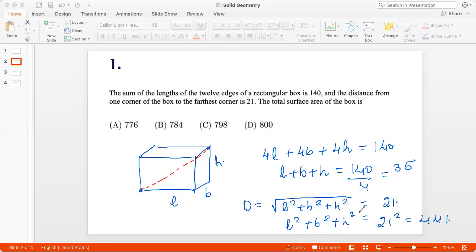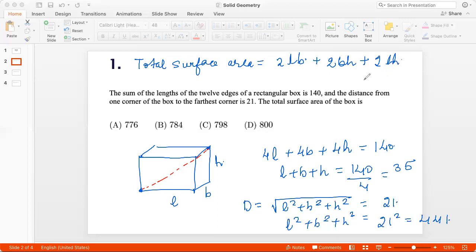So I can say that L square plus B square plus H square is 21 square, which is 441. So I have these two equations, and the question now is asking me to find the total surface area of the box. So I know that the total surface area of a rectangular box is given by 2 times L into B, because there are two faces whose area is L into B, plus 2 times B into H. Again, there are two faces with area B into H, plus 2 times L into H. This is the total area.